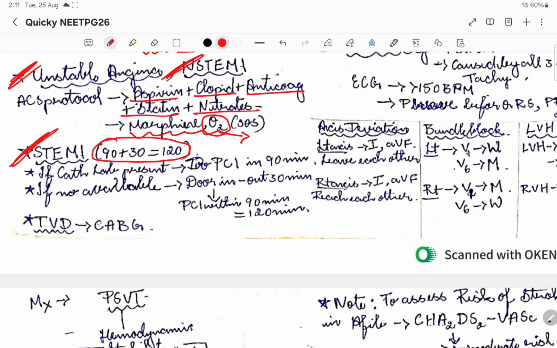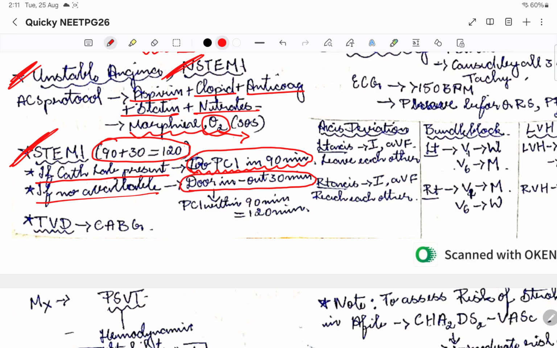Meaning, if there is a cath lab in my hospital, what we are going to do is we'll do PCI within 90 minutes. Or else, if the cath lab is not available in my hospital, the patient has come to your hospital, there is no cath lab, what we are going to do is we'll push the patient outside, within 30 minutes. Door in, door out will be 30 minutes.